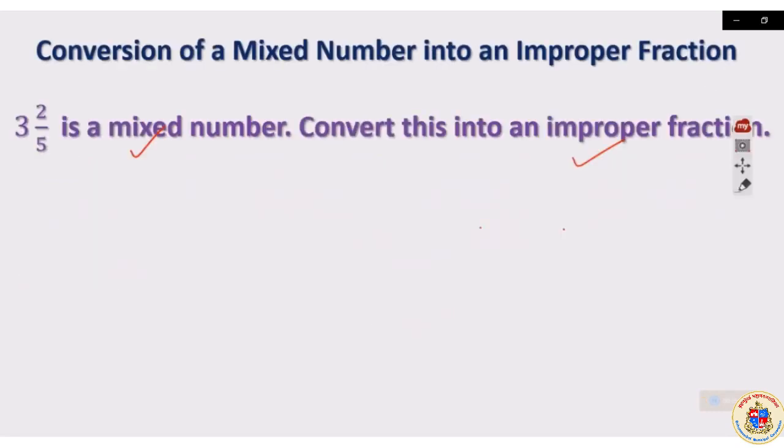Conversion of a mixed number into an improper fraction. You are given 3 and 2 upon 5, and you have to convert that into an improper fraction. You have done it; recall or practice it again.